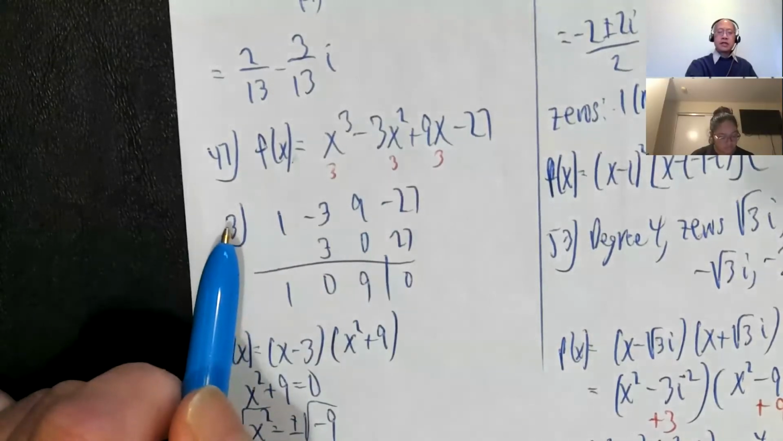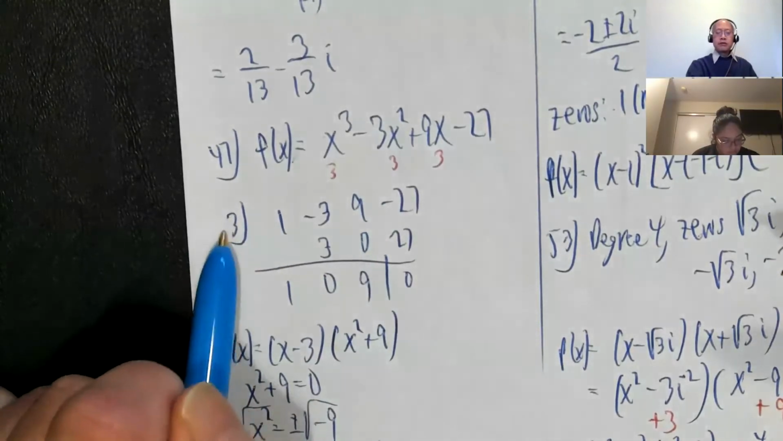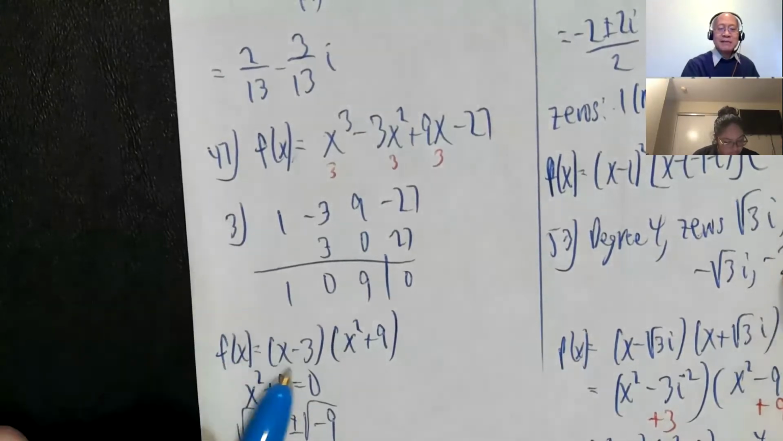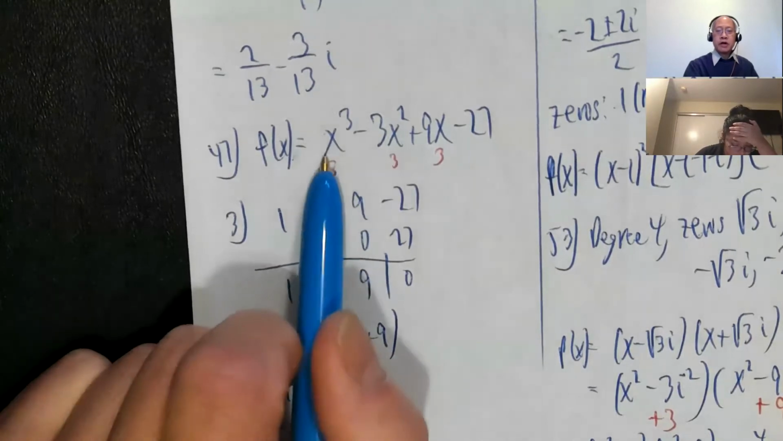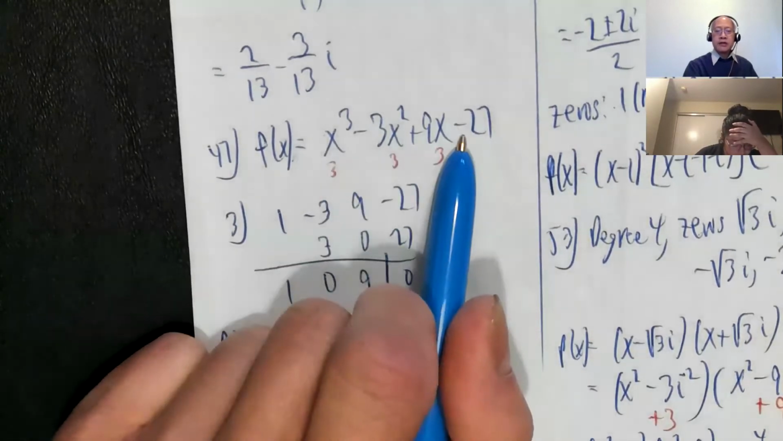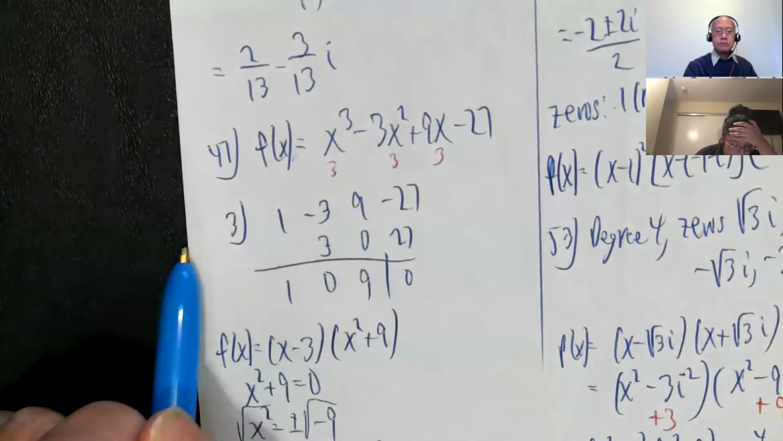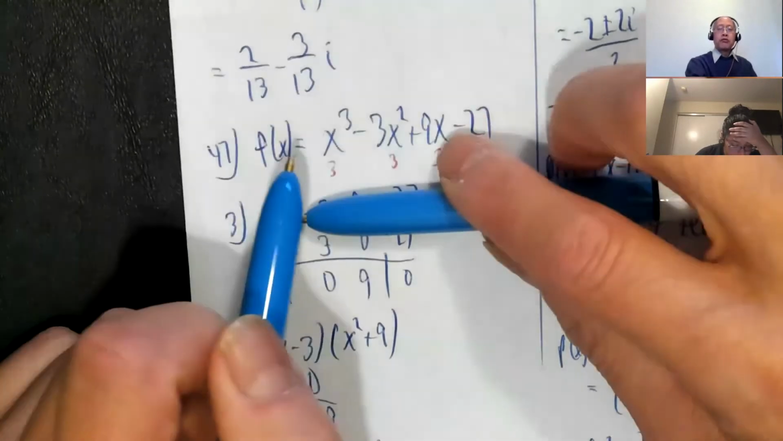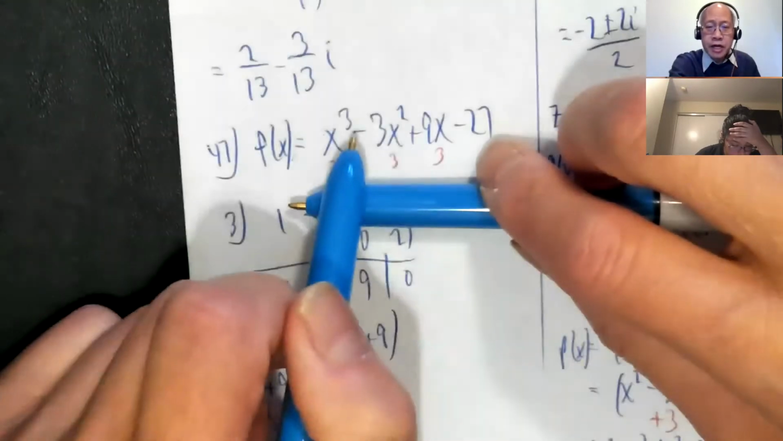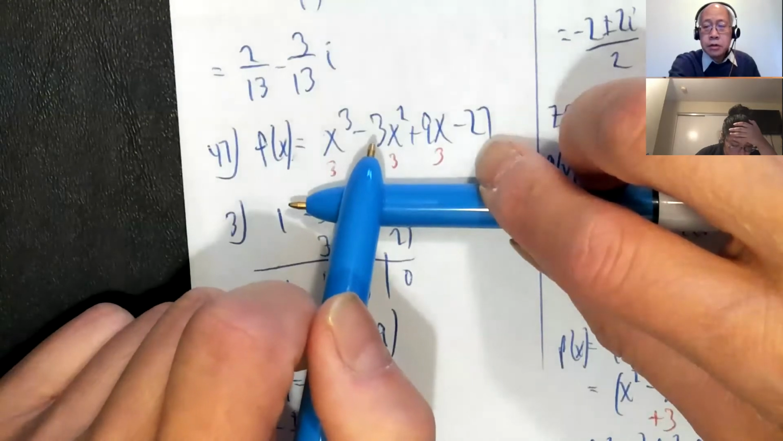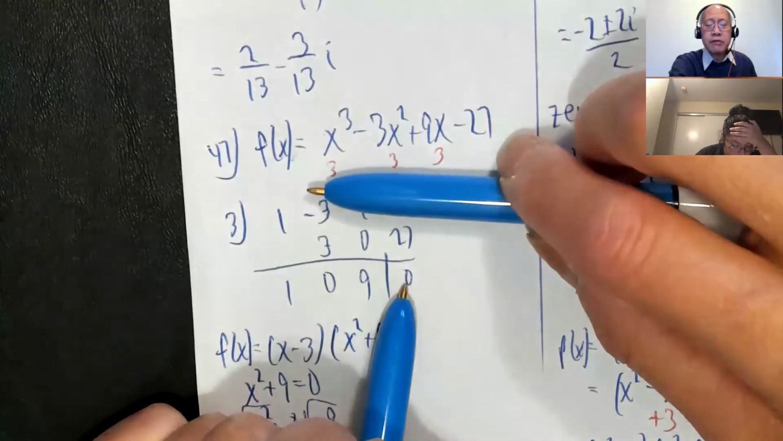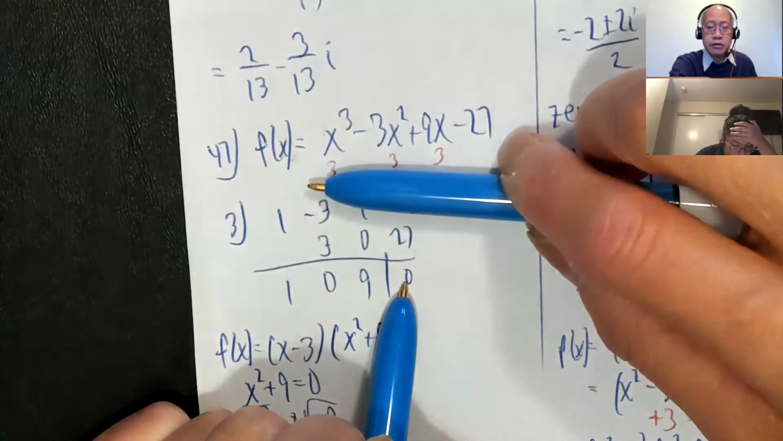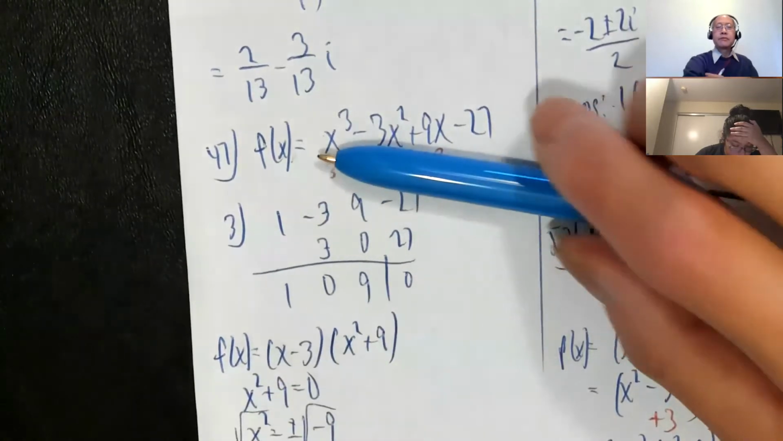Okay, so I do the synthetic division because it's easier. 3, remember the 3 here means x minus 3 ends up being a factor. All right, put the coefficients 1, -3, 9, -27, and 3. So right away, if I plug in 3, I get 0. This algorithm says if I do the synthetic division, my remainder ought to be 0, the factor theorem. And you can see that it is.